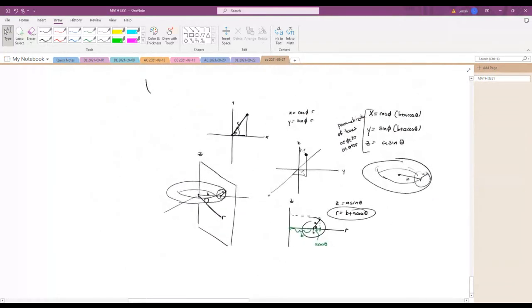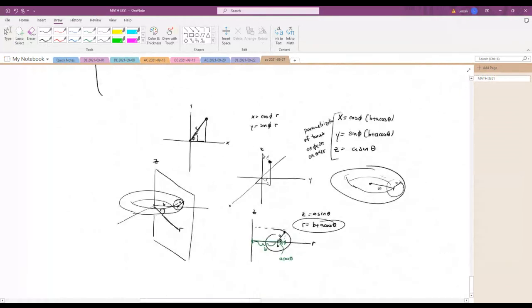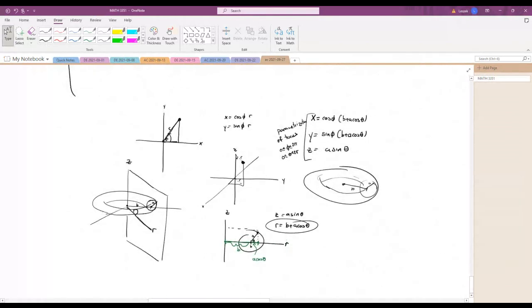That kind of geometric thinking is also going to be useful when you look at spherical coordinates, if you haven't already.